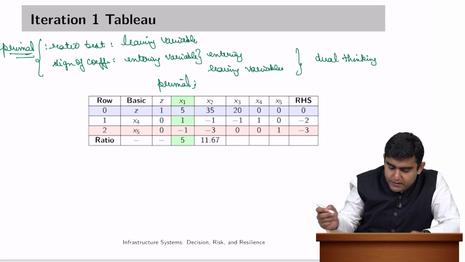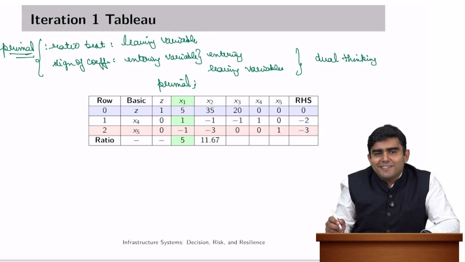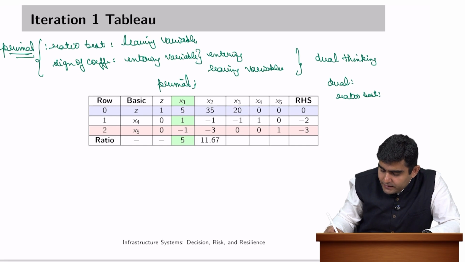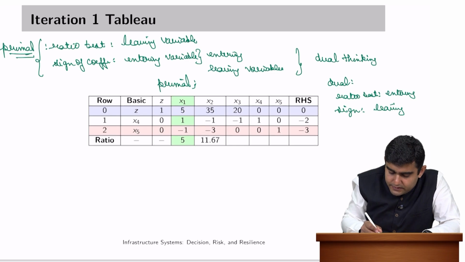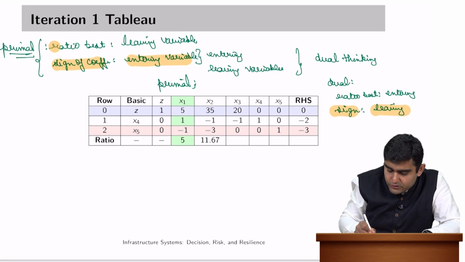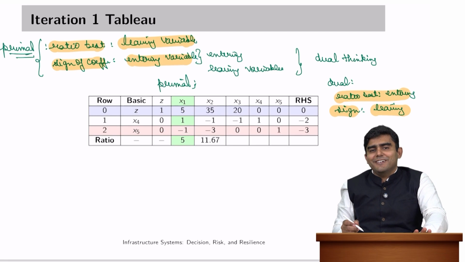Now, as we have learned, primal and dual are related but reverse operations of each other. So, in case of dual, we will use the ratio test to decide the entering variable, and we will use the sign test to decide the leaving variable. You notice the contrast here: sign of coefficients was entering, here sign of coefficients is leaving; ratio test for leaving, here ratio test for entering.